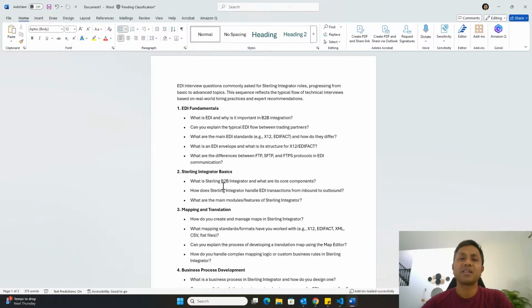And then the very next question, very closely tied to it, that might be asked is, why is it important in B2B integration or business to business integration? Why is it important, right? So you should be able to explain that for the integration from application to application, systems to systems, how EDI plays a pivotal role, right?